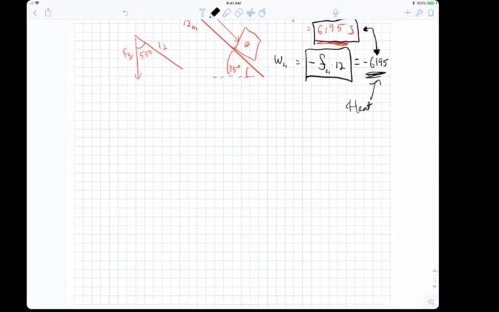Question 28. What minimum speed does a 100 kilogram puck need to make it to the top of a frictionless ramp that's 3 meters long and inclined at 20 degrees?